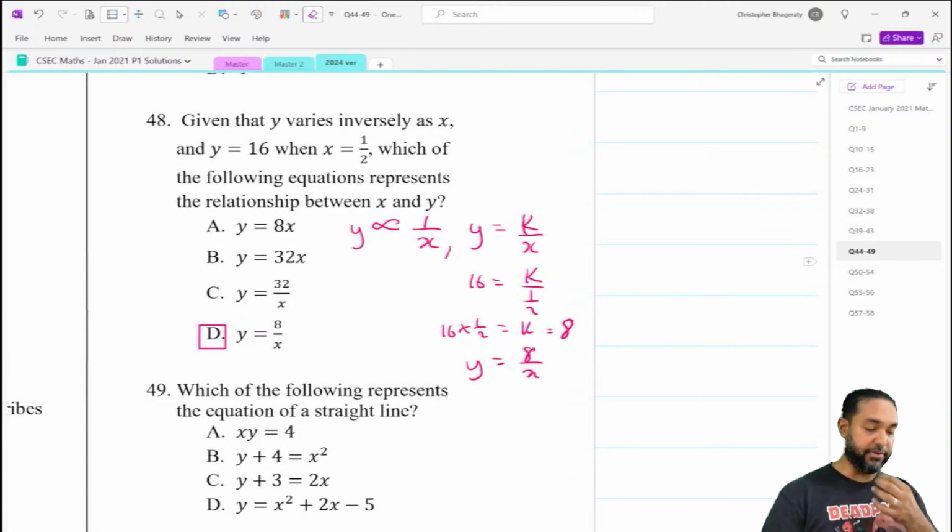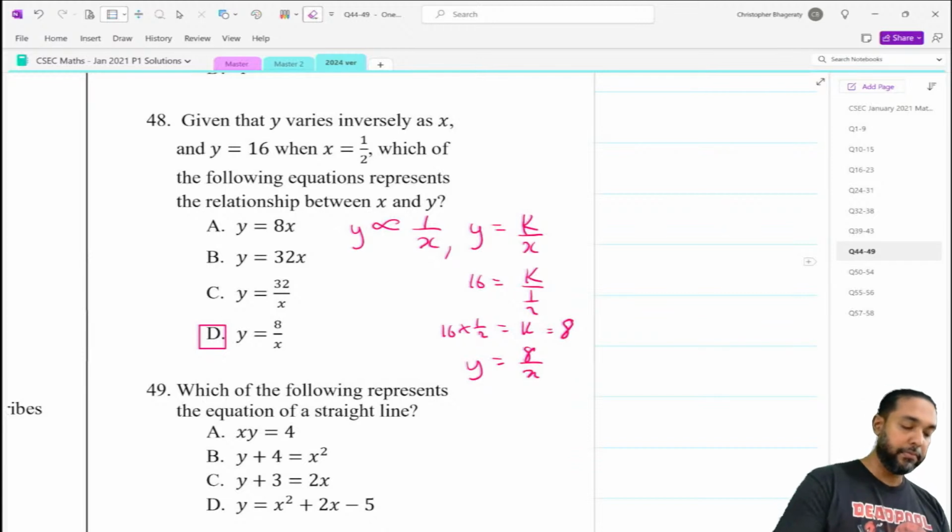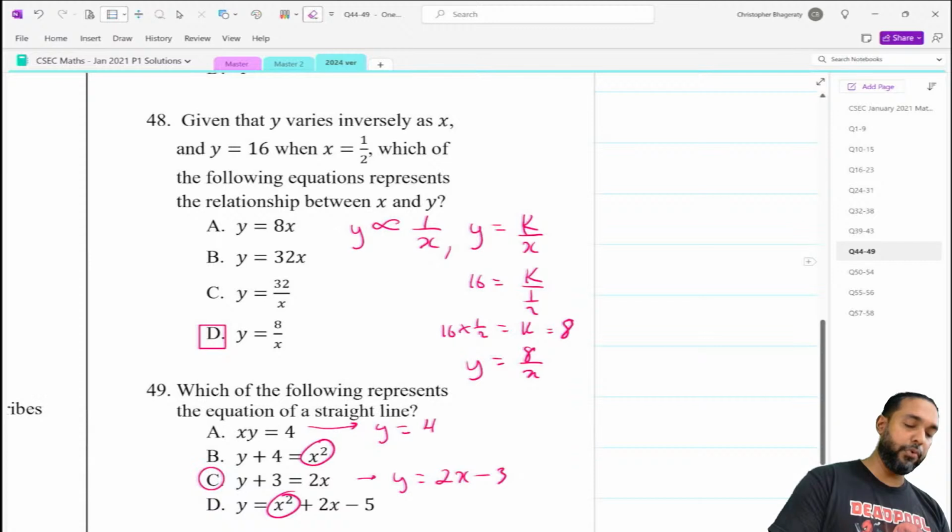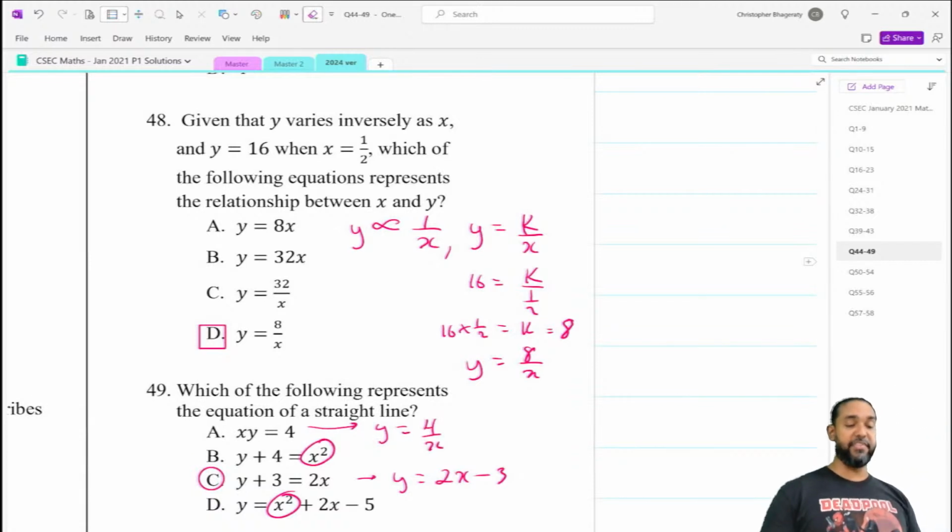Which of the following represents a straight line? C. Because you could rearrange this and put it in the form y equal to mx plus c. This has a square term, quadratic. Square term, quadratic. This one is y equal to 4 over x. So we saw this question in a previous paper, but they changed around the options.